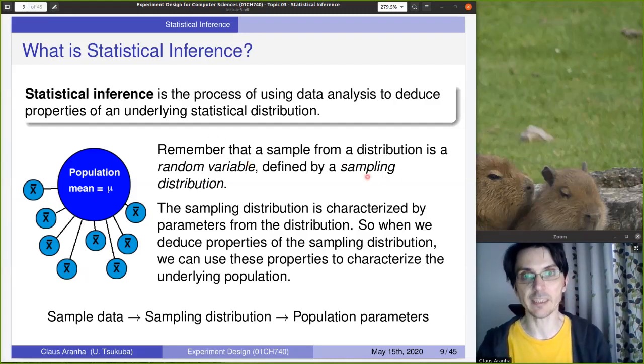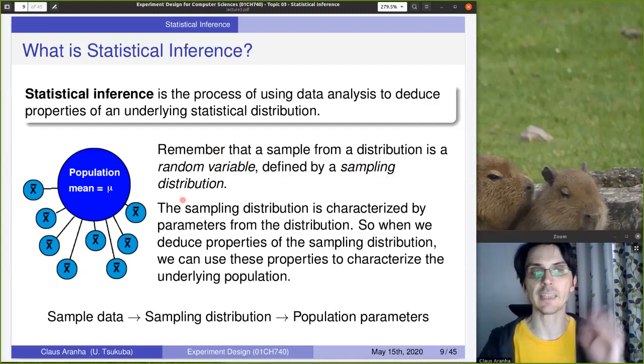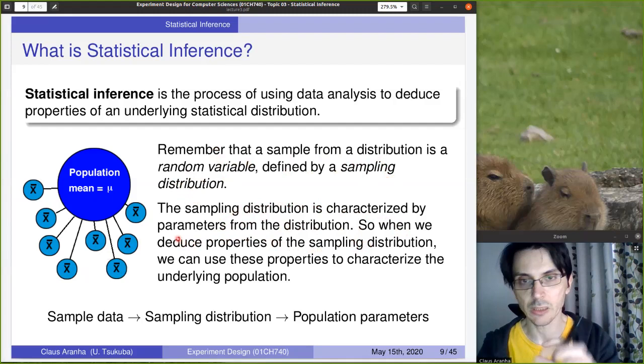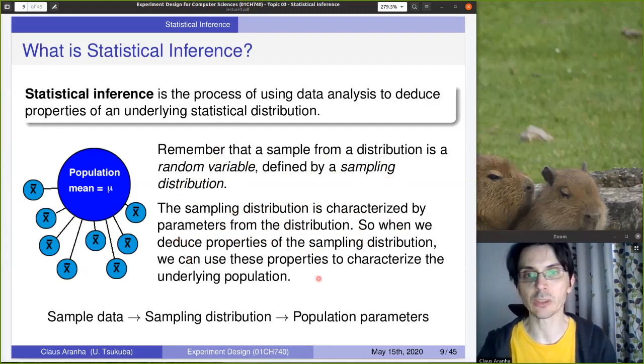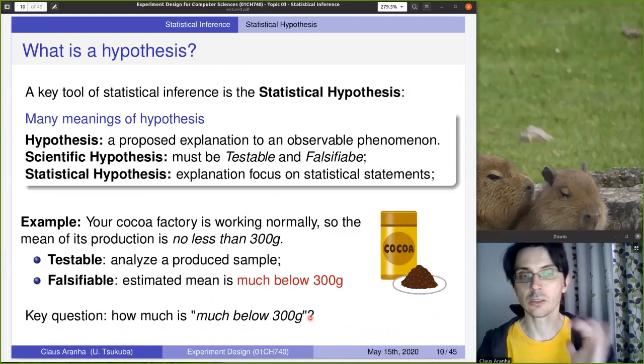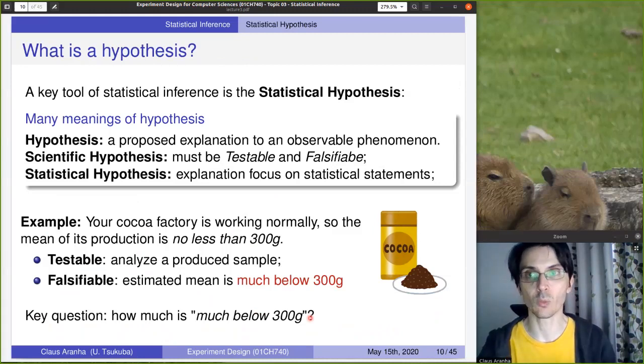Now, this system is called the sampling distribution. When I say sampling distribution, I mean the characteristics that are common to all of the samples. The sampling distribution is characterized by some parameters. So when we deduce properties of the sampling distribution, we can use these properties to characterize the population. Okay, so the idea is that the experiment gives us data. The sample data comes from a sampling distribution. And by understanding the sampling distribution, we can infer population parameters. So the idea is that we're going to do a statistical inference.